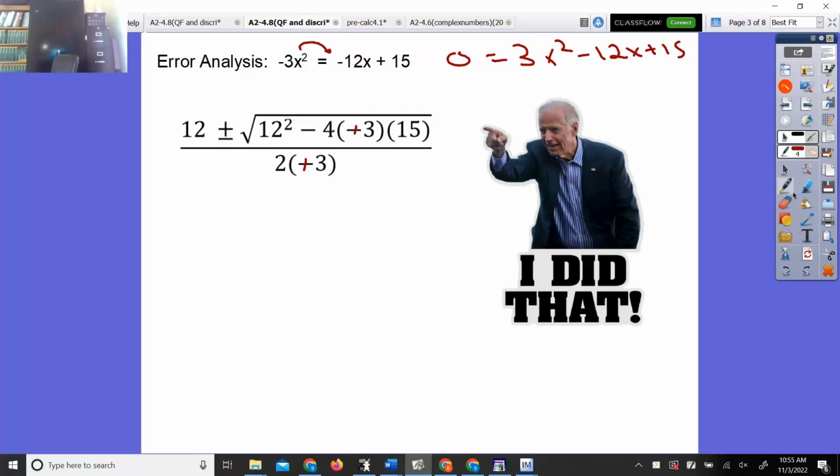This is, by the way, x equals. Did Joe Biden actually do this problem? No. That's just a stupid sticker that was on gas pumps. Oh, no. Well, Joe Biden did not do this problem. I seriously doubt it, when high school algebra 2 is required.